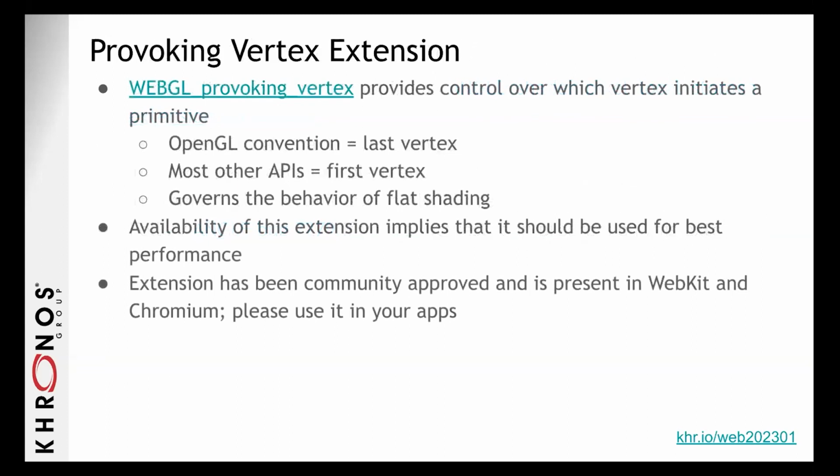The provoking vertex extension provides control over which vertex initiates a triangle or other primitive. And the availability of this extension, if you can query for it and turn it on, basically implies that it should be used for best performance. So by default, you'll have the last vertex being the provoking vertex. But if you see this extension available in your implementation, you really should fetch it and change the default to the first vertex. That will pretty significantly speed up your applications on multiple backends. So we really encourage you to start using it in your applications, especially if you're doing things like transform feedback.